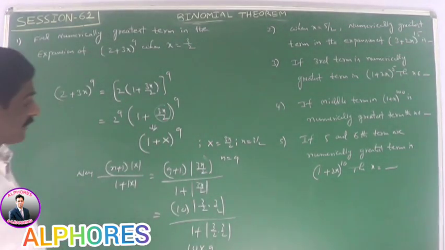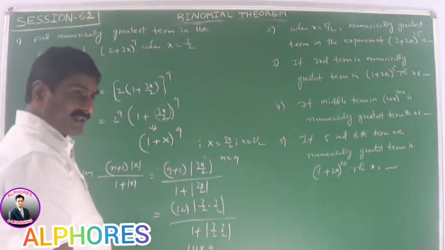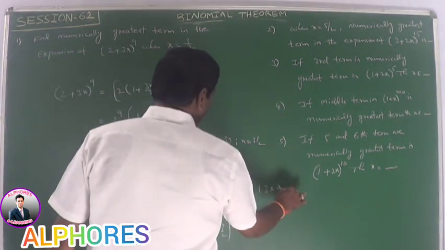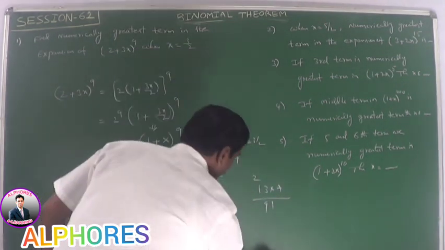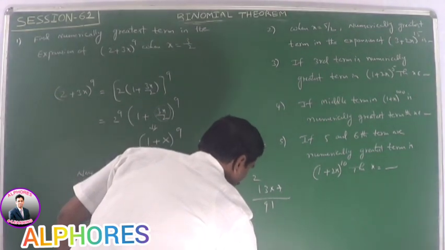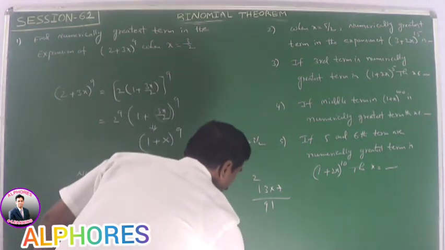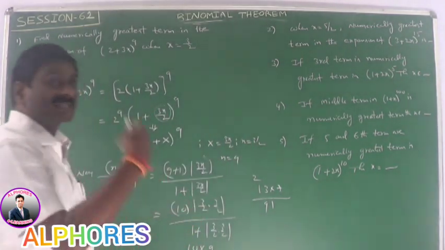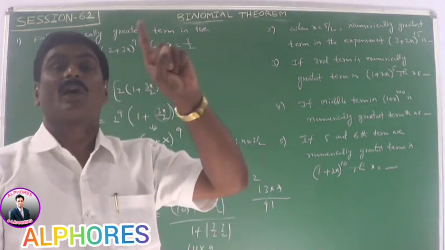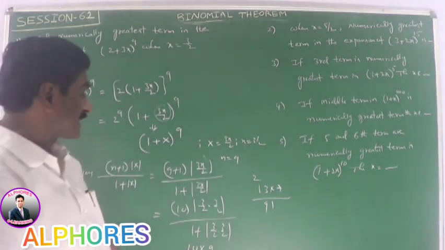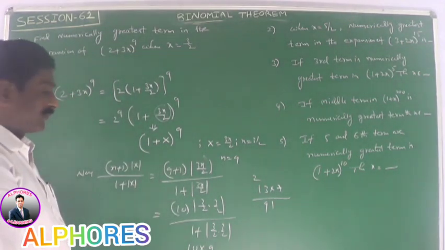What is the value of 90 by 13? 13 times 6 is 78, 13 times 7 is 91, so it is 6 point something, approximately 6.9. Please observe this value. It is not an integer. It is in the form of p plus f, where p is equal to 6 and f is a fraction. So the (p plus 1)th term is the numerically greatest term.